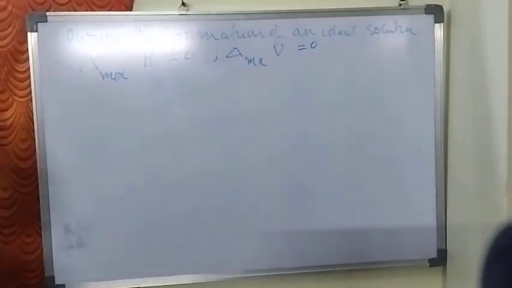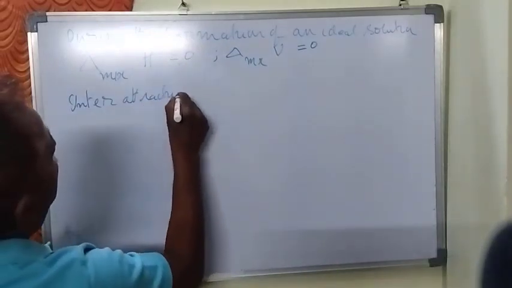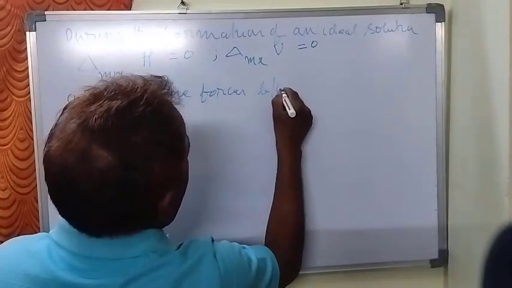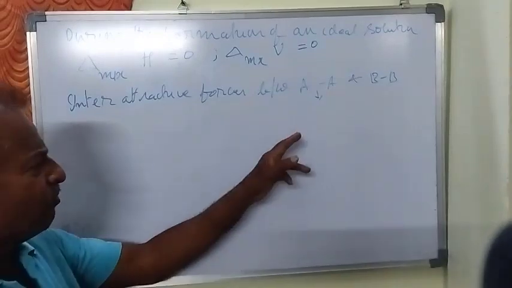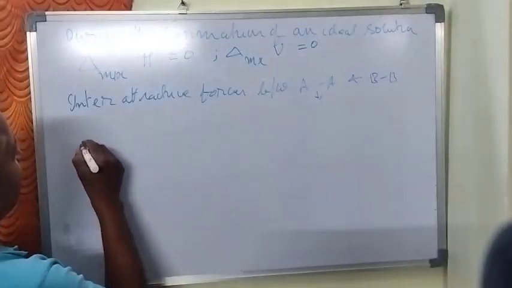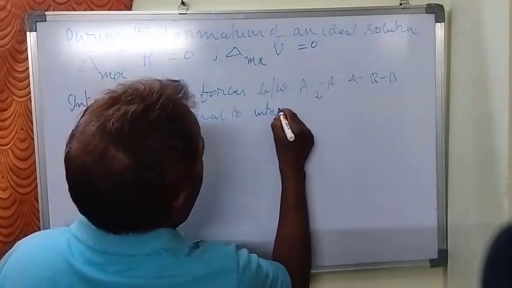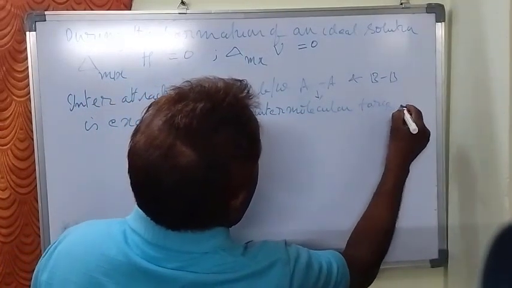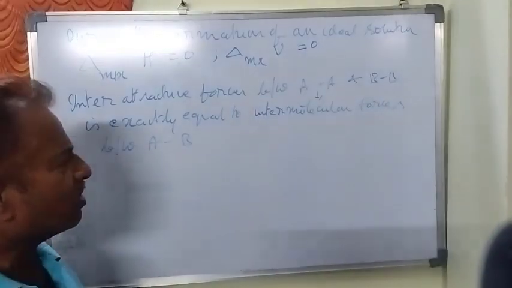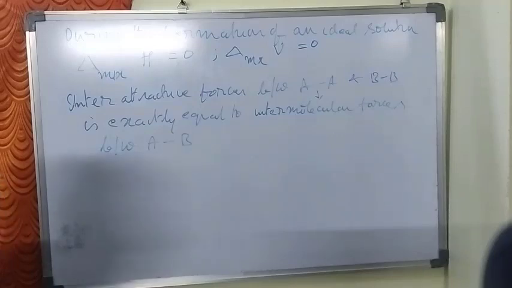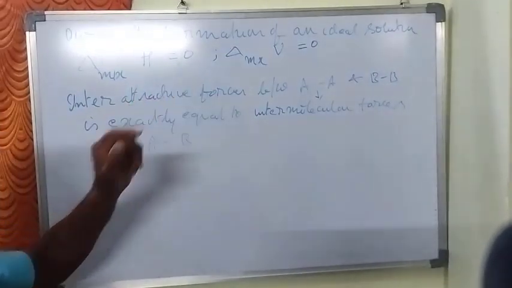Why is it so? Why do delta H mix and delta V mix become 0? During the formation of an ideal solution, A is one component and B is the other component. The intermolecular forces between A and A, and between B and B, are exactly equal to the intermolecular forces between A and B. So these are the old forces, these are the new forces. The sum of the old forces becomes equal to the sum of the new forces generated. Because the forces before mixing and after mixing are the same, delta H mix and delta V mix are 0 during the formation of ideal solutions.